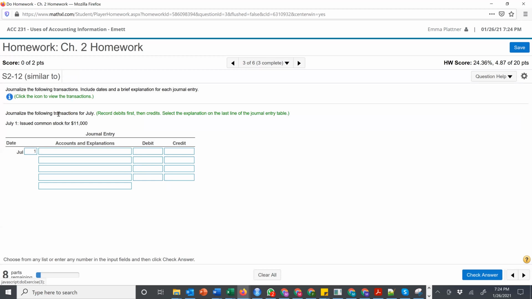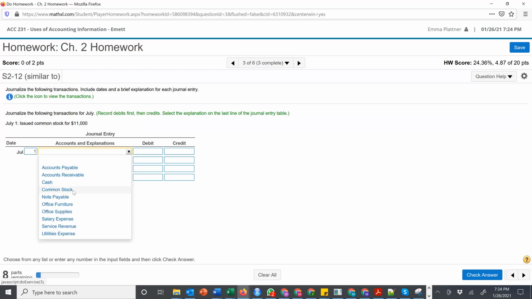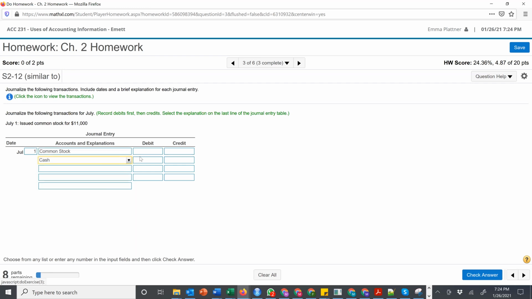This one, wouldn't you just put the stock? Yeah, so we've got common stock and then there's cash. I think stock is debit or cash is the credit. I don't know. Usually the debit comes first and then the credit comes second. But I also don't know if it could be the other way around. I don't know if this is the right order, if the cash should come first or not.